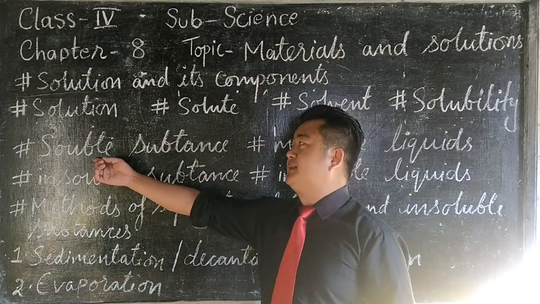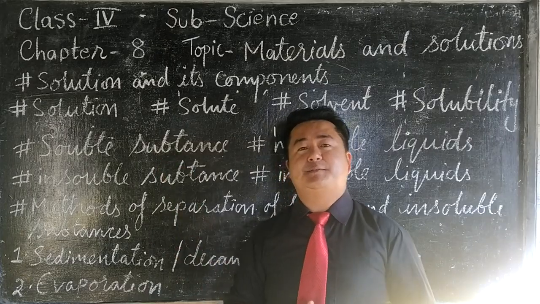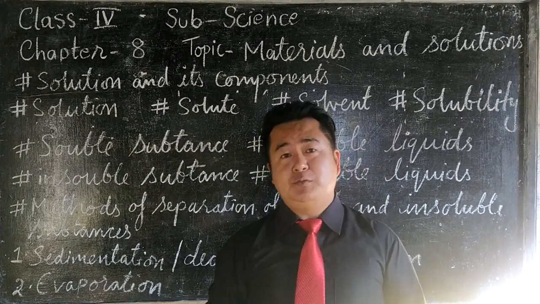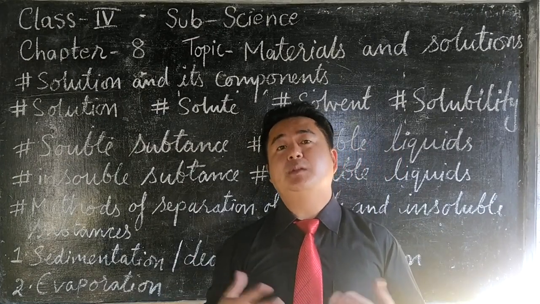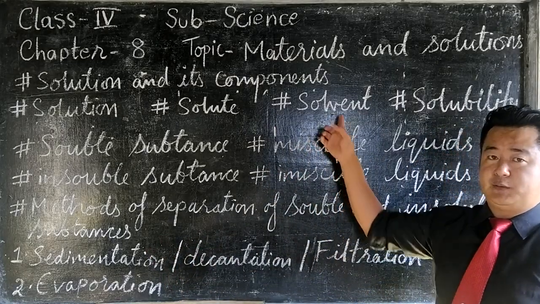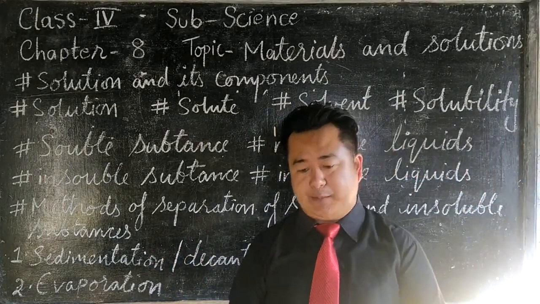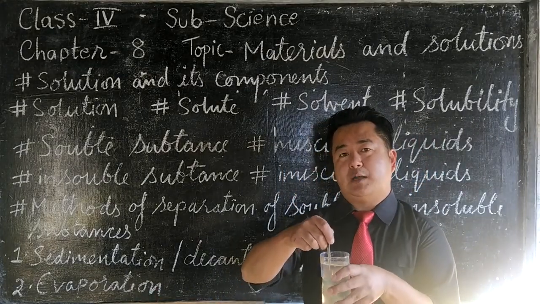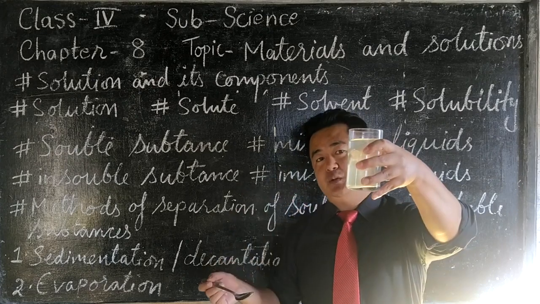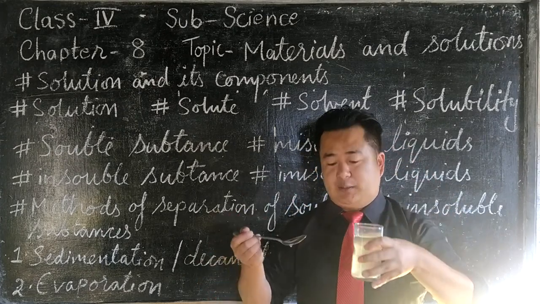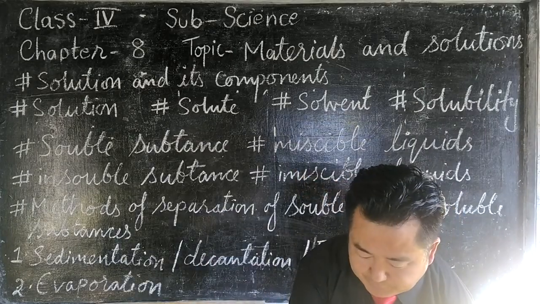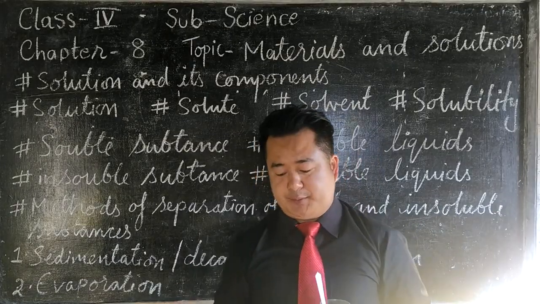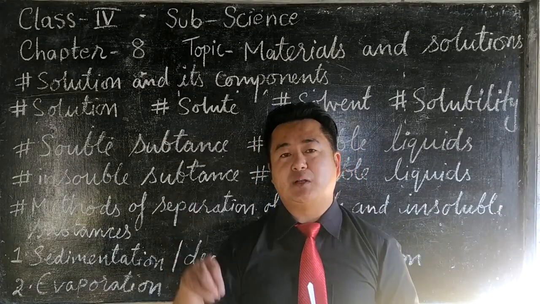Now what is a soluble substance? Soluble substances are those which have the ability to dissolve in a liquid or other solvent. For example, as I showed you in the demo, salt is soluble in water, as salt can dissolve in water. Other examples are sugar, salt, coffee, turmeric powder, and soap. All of these can dissolve.